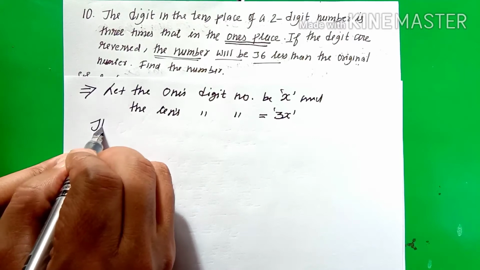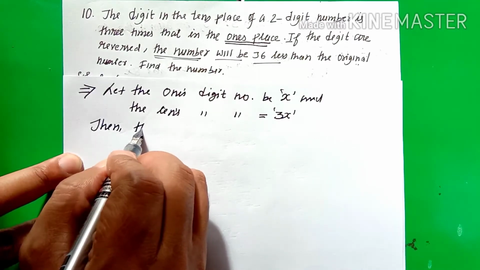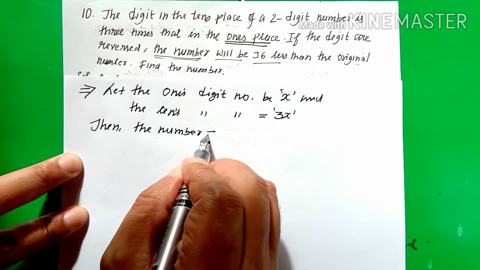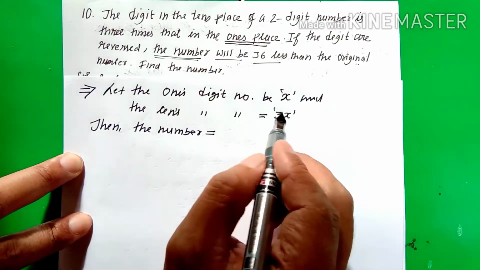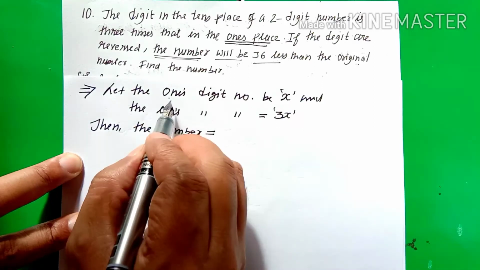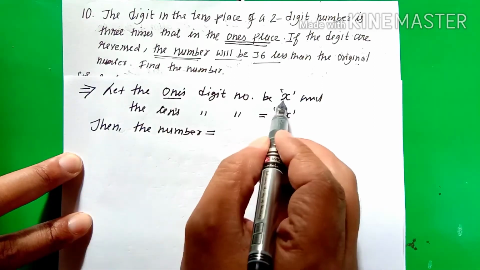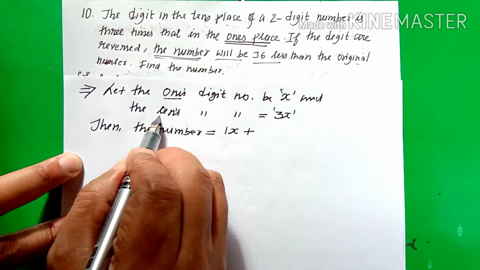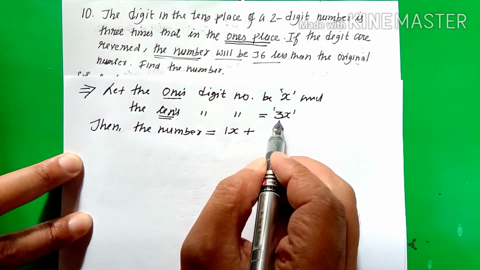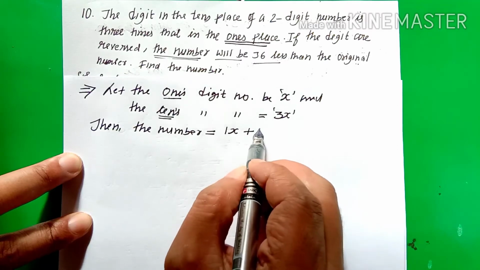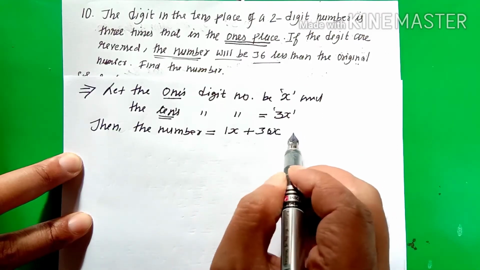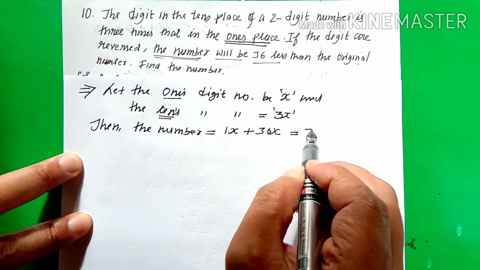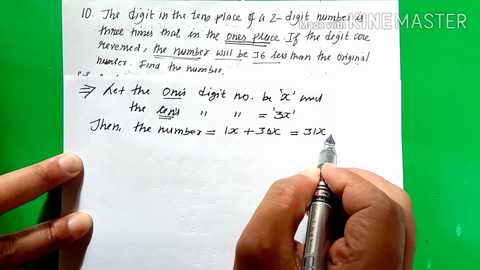Then you'll have to form the number. The number formed by these two places is given by: unit place we have x, so you can multiply 1 into x, which equals 1x, plus again 10 multiplied by 3x, so 10 into 3, which equals 30x. Like terms, so we can add these two together. That is how we have 31x.